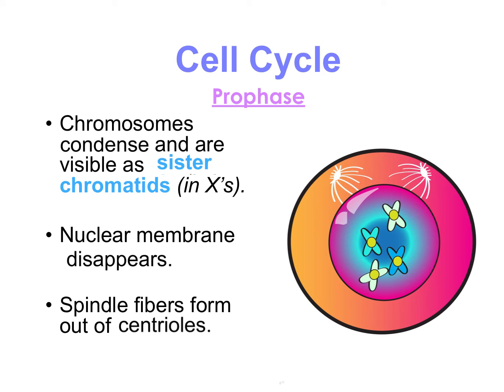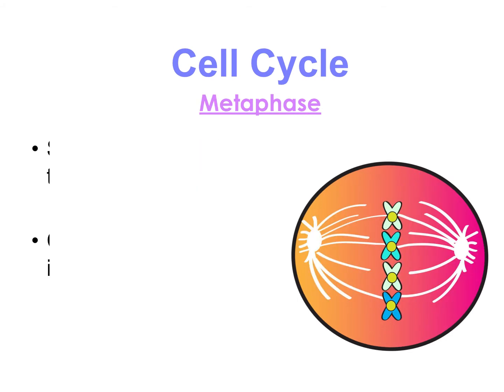And our spindle fibers, which is a new term, are going to form out of centrioles. So we've seen centrioles before. This is our organelles that help pull chromosomes apart during cell division. So our spindle fibers are these little structures here on these guys. They're going to reach out their little spider-like arms, hook onto the DNA, and pull them where we want them to go.